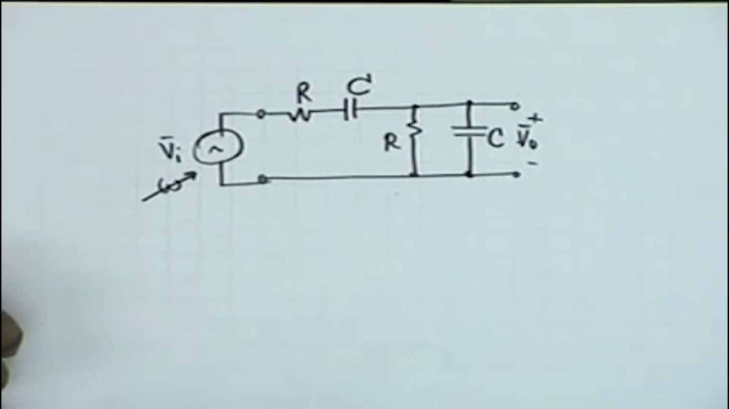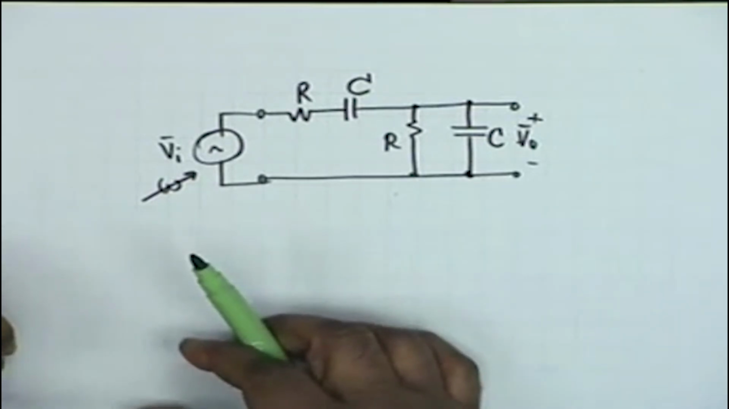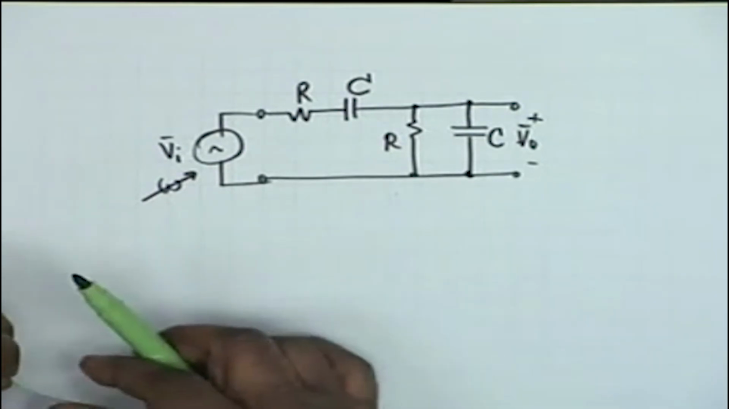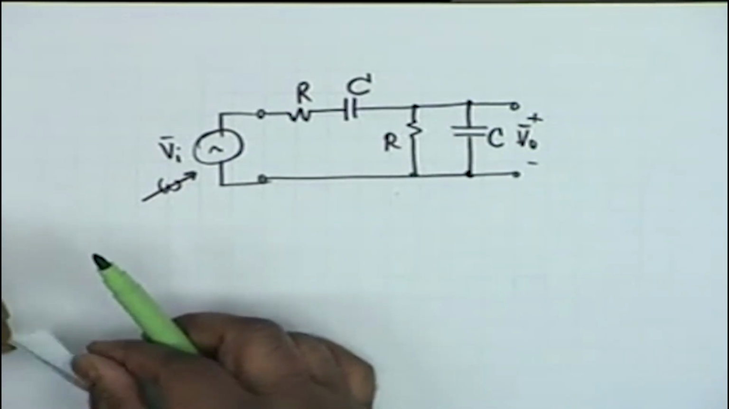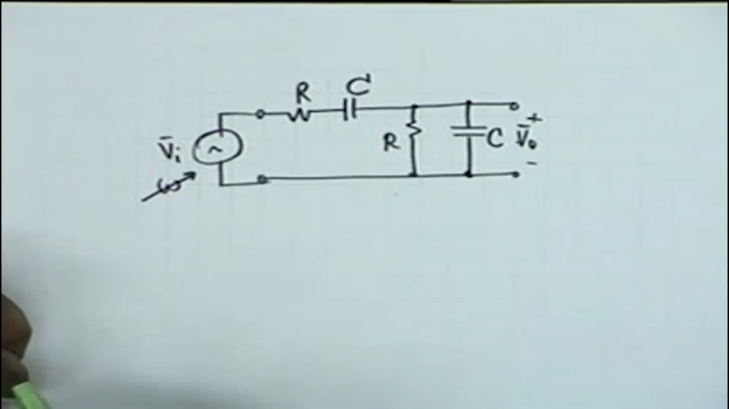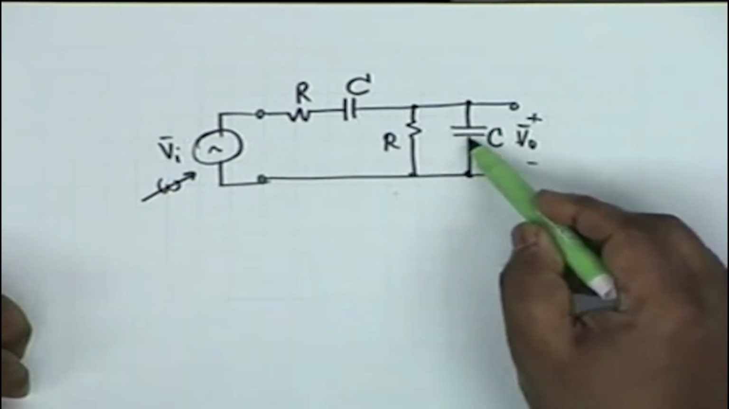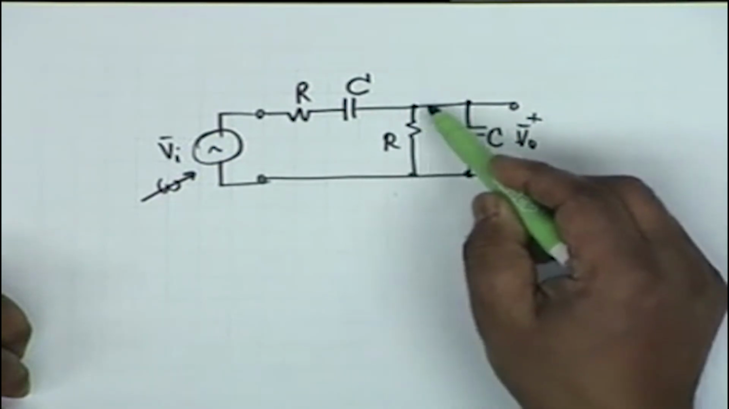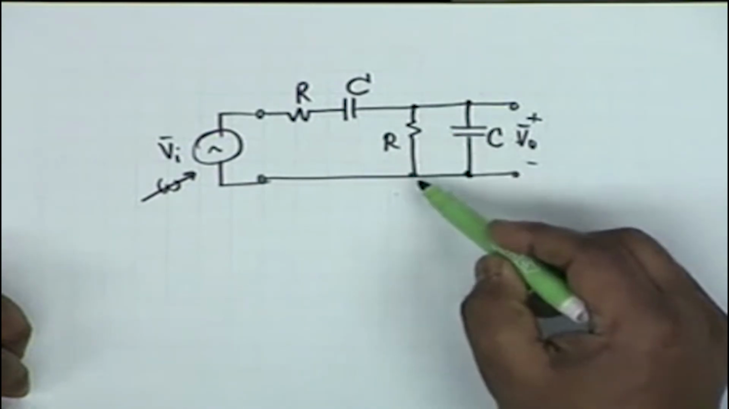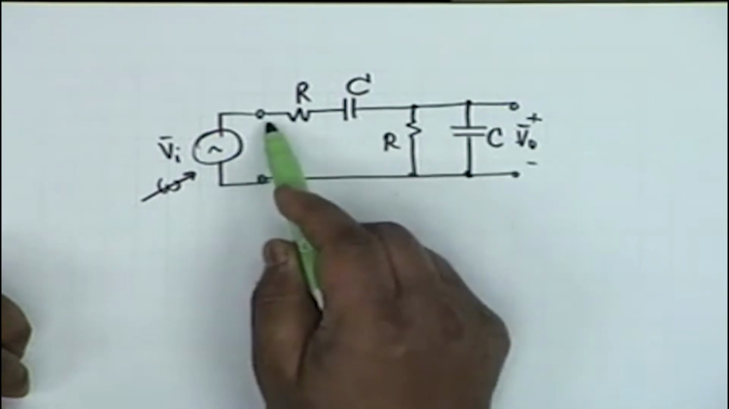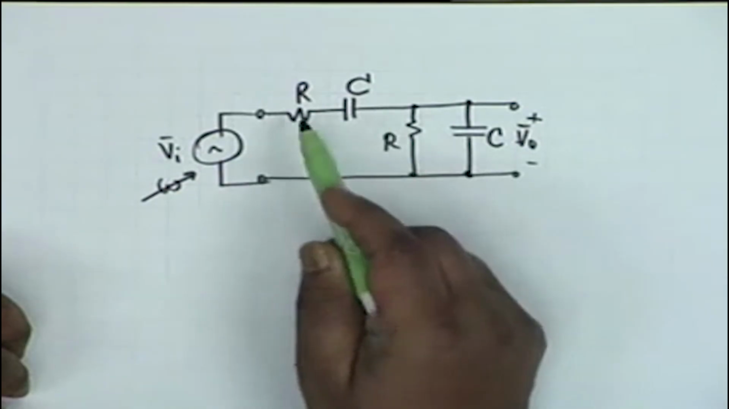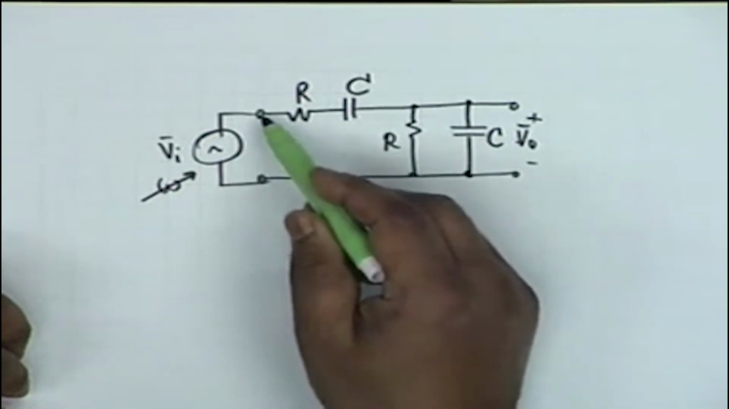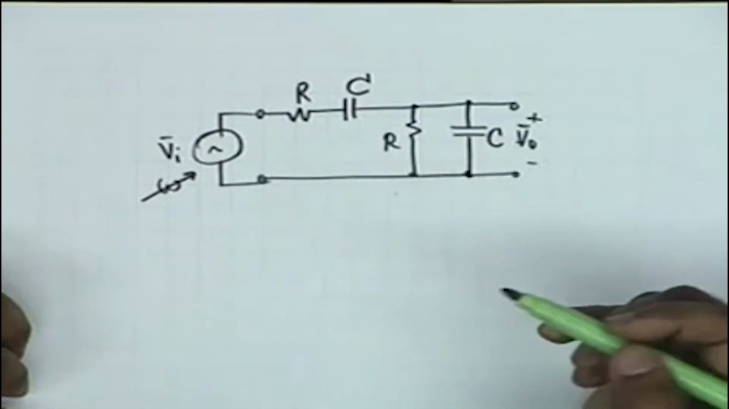The argument is very simple. It goes like this: a physical argument first, then we can do it mathematically. The physical argument is that at low frequencies, at DC for example, the capacitor is open. So at DC this impedance, R and C in parallel, behaves simply as an R, whereas this series combination at DC behaves as open, and therefore at DC nothing shall appear across the output.